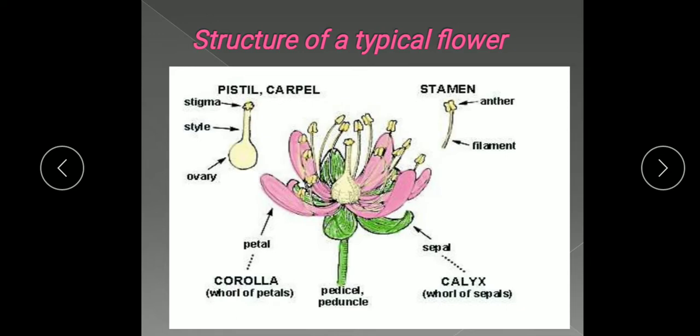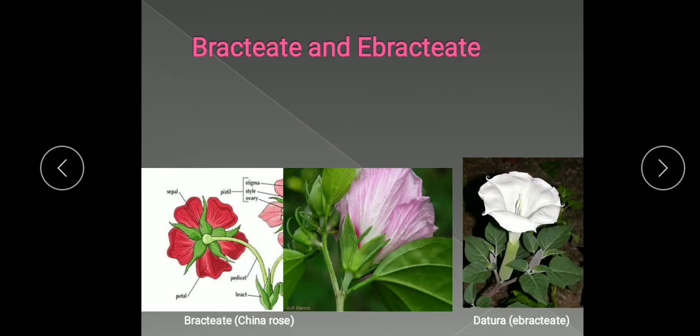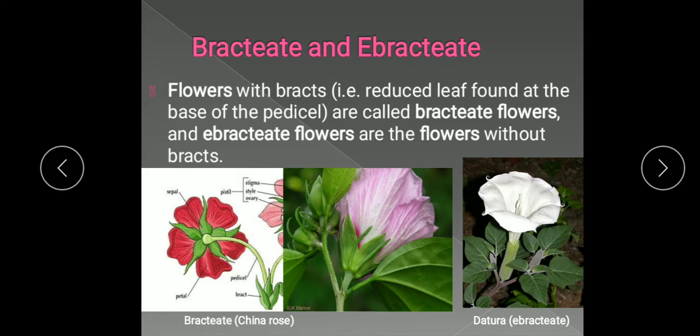Now we are going to study some important technical terms in the description of a flower. We'll start with bracteate and ebracteate flowers. What are these conditions? Flowers with bracts. What are bracts? Bracts are actually reduced leaves found at the base of the pedicel.